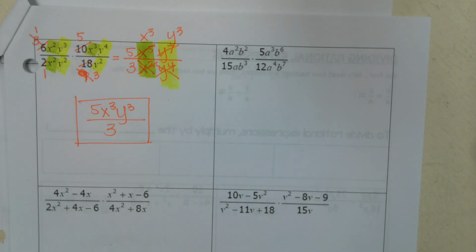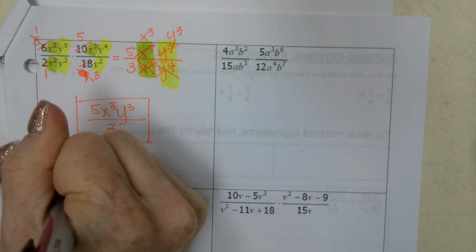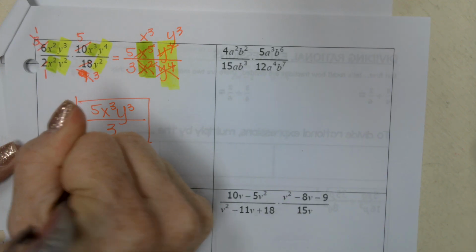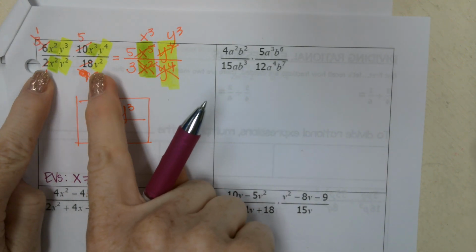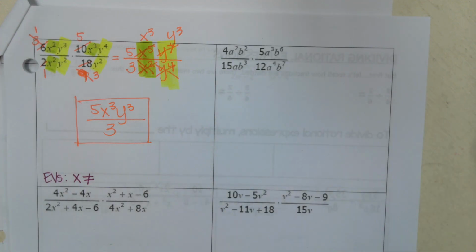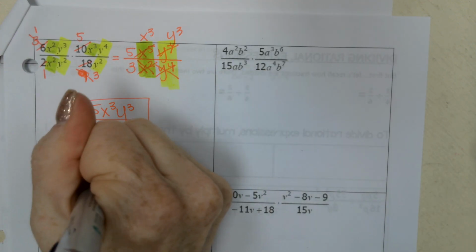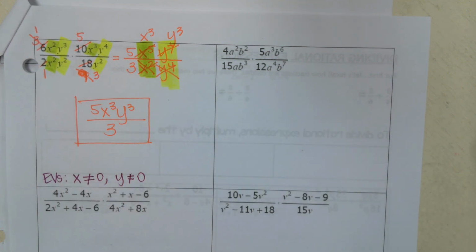Okay? Now, if I were to ask you right here what my excluded values were in the beginning, how many variables do I have in the denominator? 2. Yeah, you got an x and you got a y. And because it's just a single variable, there's no addition or subtraction with those, we have to say that y cannot be 0 and x cannot be 0.